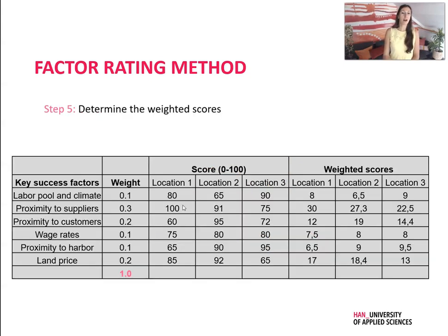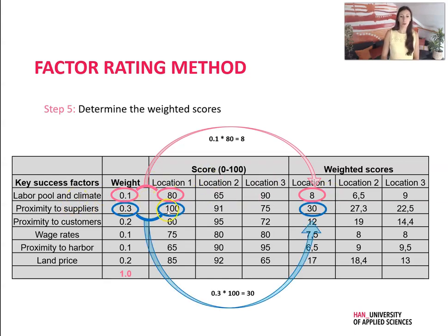The next step, step 5, is very important, and that is determining the weighted scores. So it's not that we just score them on the factor. Remember that each factor has a specific weight. So this is what we are taking into consideration now. So for example, we are going to look at each score and multiply it by its weight. Location 1 scored 80 on labor pool and climate, and the weight was 0.1. So we'll multiply 80 by 0.1, and that's how we get the weighted score of 8. You see how location 2 instead would be 65 times 0.1 and gets 6.5 as a weighted score. And so we will go down each of the factors.